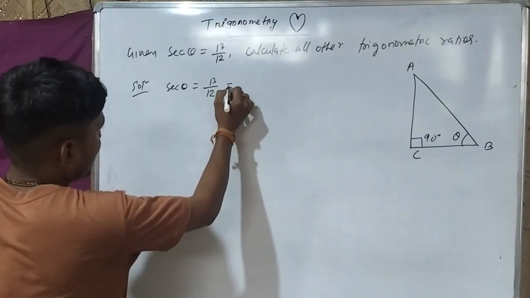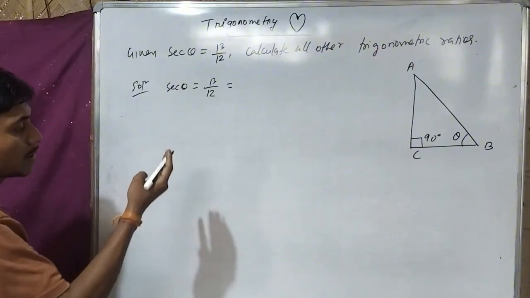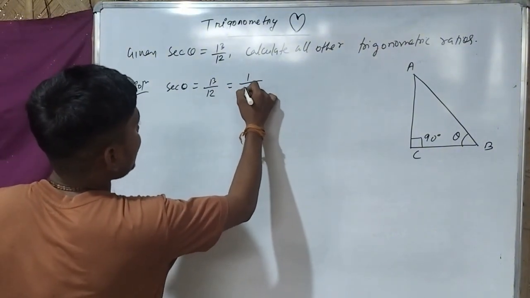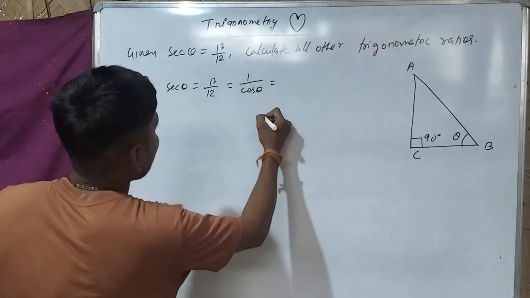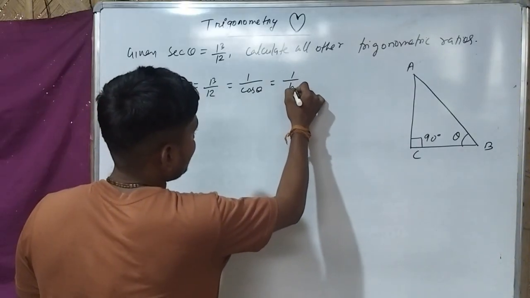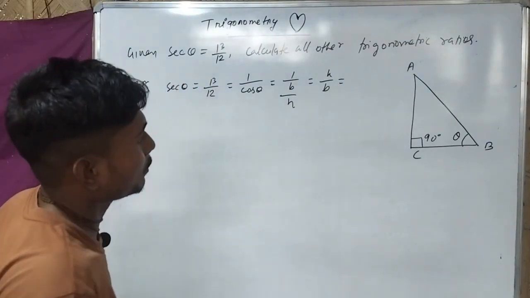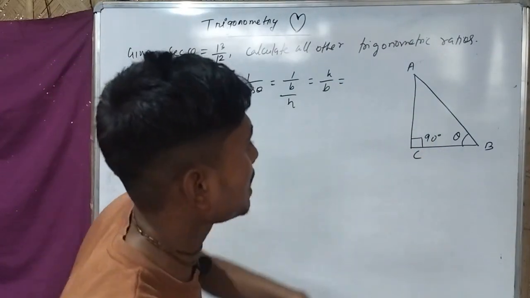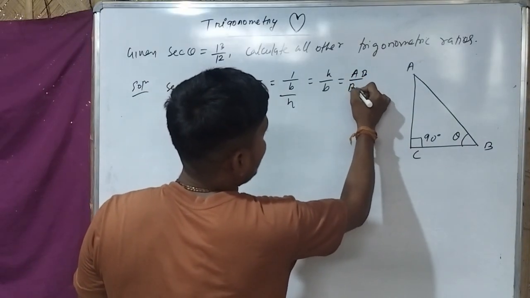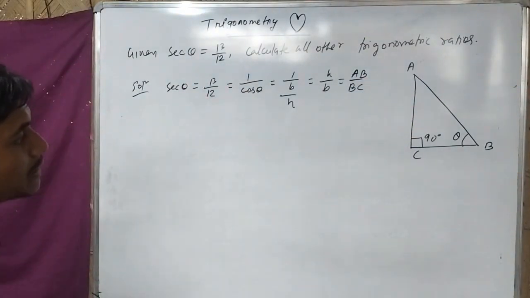Sec means what? First of all, write down. Sine cos tan, cosec sec cot. Sec means reciprocal of cos theta. Cos means base by hypotenuse. So it will be hypotenuse by base. With respect to theta, what is the hypotenuse here? AB is the hypotenuse and BC is the base. Yes or no? Yes. AB is the hypotenuse, and BC is the base.